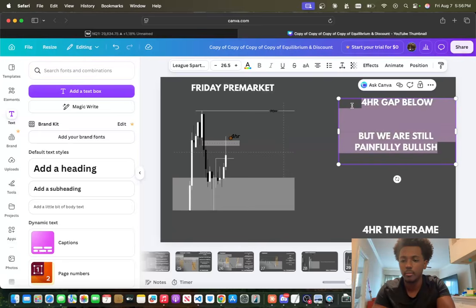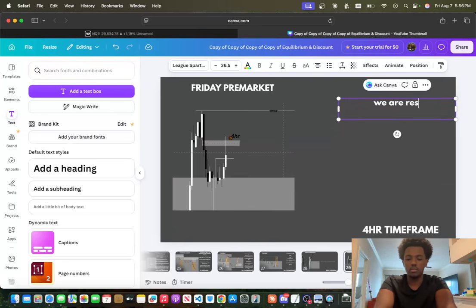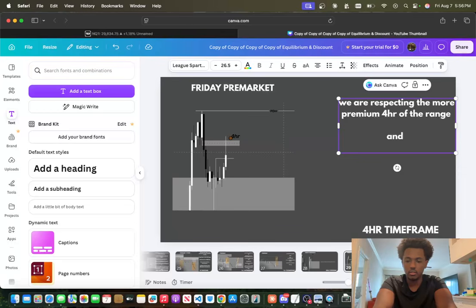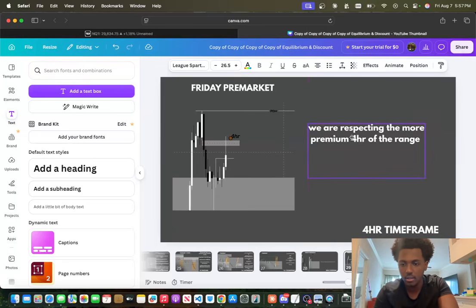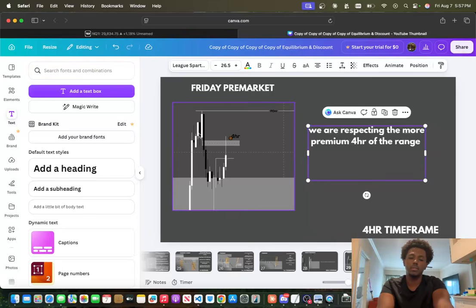On the 4 hour, we are respecting the more premium 4 hour of the range. This is like a breaker structure, but obviously this 4 hour candle isn't closed yet, so I wouldn't call it a breaker structure. There's not really much to say. I wouldn't say we are disrespecting bearish here because we obviously respected this 4 hour.